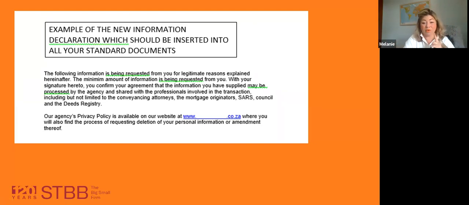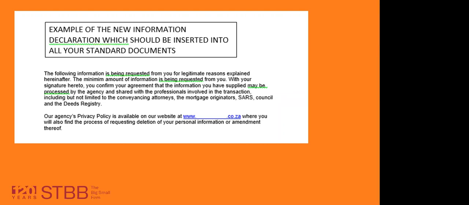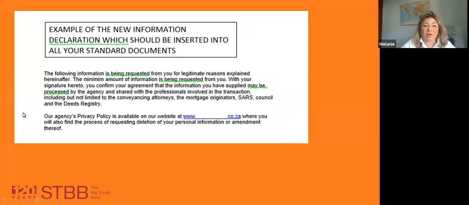And then I said earlier, you must make your privacy policy available on all your standard documentation, which is emails, offers, mandates, information sheets. And if it's on email and or WhatsApp, it should be a hyperlink so someone can click on it like I did with Newmark Hotels, and it takes you to the privacy policy for your business, your agency, or other business. So to finish off that little declaration or prompt in your documents, you could say something like, our agency's privacy policy is available on our website, where you will also find the process of requesting deletion of your personal information or amendment thereof.